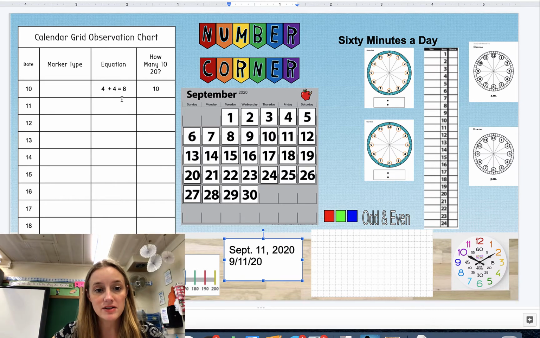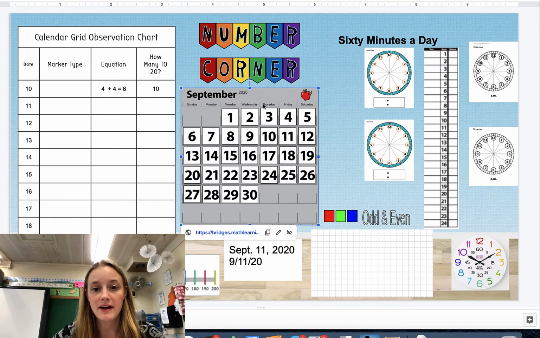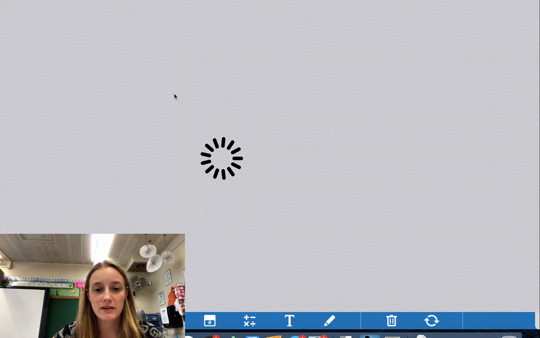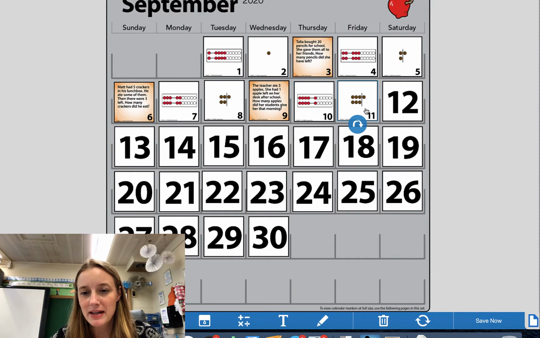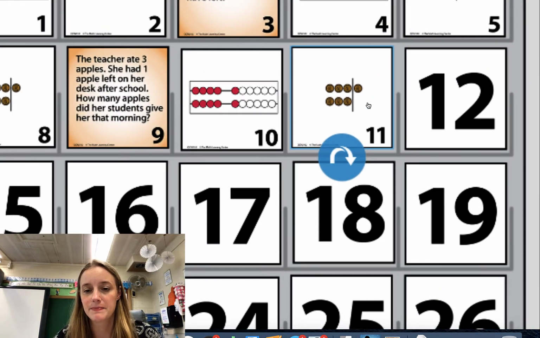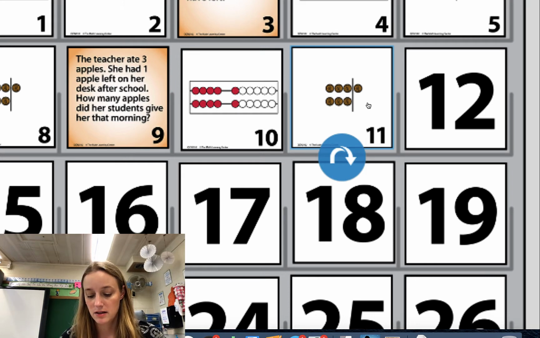So here's our calendar, and I've updated the dates here on the left-hand side. So I'm going to go ahead and click on that first. And we're going to flip over today's date, which is the 11th. If we're looking here now, we have pennies. So how many pennies do we have on the left side? And how many pennies do we have on the right side? We should have gotten 6 on the left and 1 on the right.